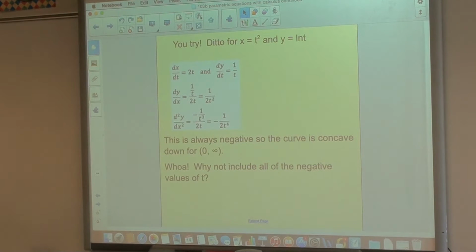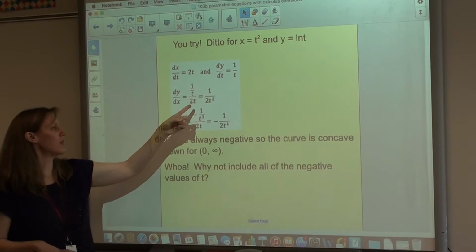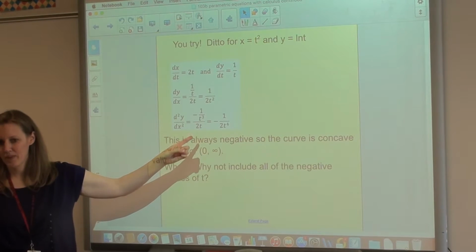Okay. So dx/dt is 2t, dy/dt is 1 over t. So dy/dx is 1 over t over 2t, or 1 over 2t squared. Alright, second derivative is the derivative of the first derivative divided by dx/dt. Right?